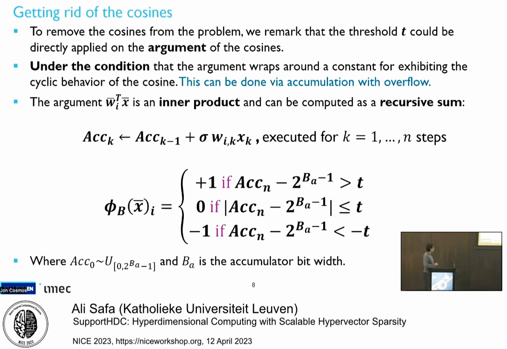Inside the argument of the cosine, we had this inner product between the weights and the input. An inner product can be computed as a multiply accumulate operation. So that's what we do, with the little difference that we allow the accumulator to overflow and underflow. Through overflow and underflow, it gives the cyclic behavior of the argument of the cosine. We then apply the threshold on the result of this accumulator that underwent overflow and underflow variations.